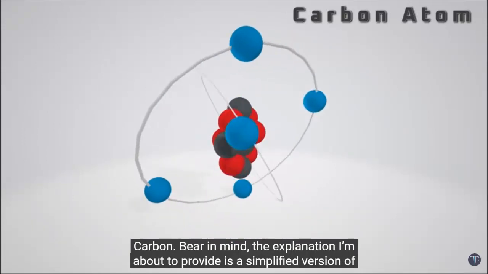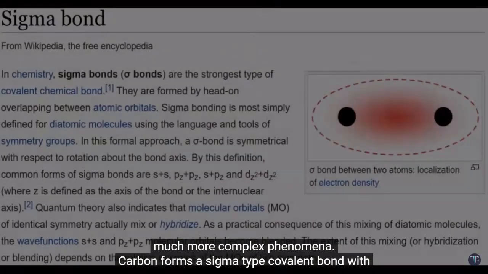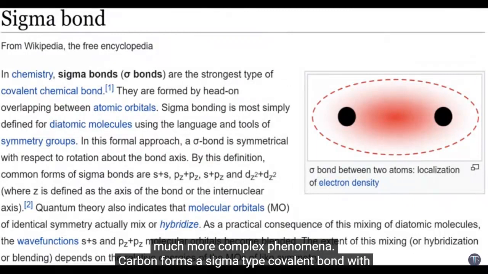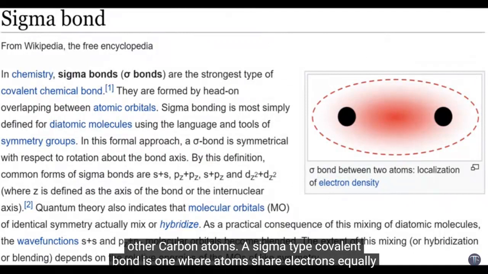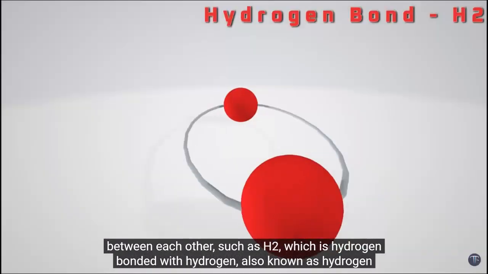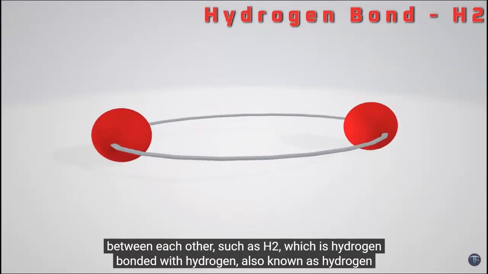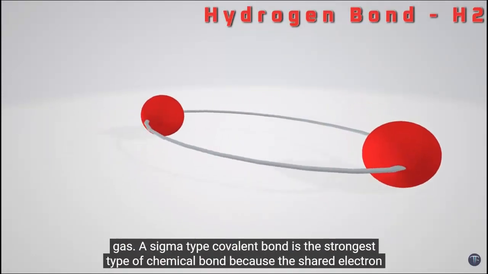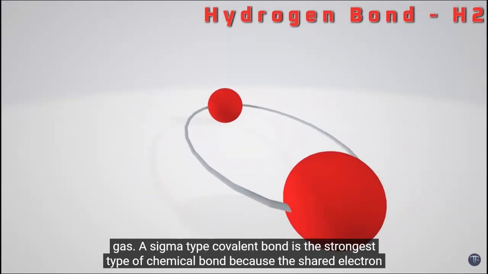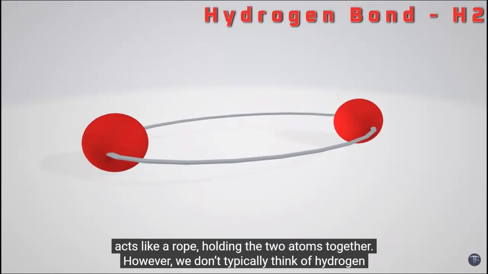Carbon forms a sigma-type covalent bond with other carbon atoms. A sigma-type covalent bond is one where atoms share electrons equally between each other, such as H2, which is hydrogen bonded with hydrogen, also known as hydrogen gas. A sigma-type covalent bond is the strongest type of chemical bond because the shared electron acts like a rope, holding the two atoms together. However, we don't typically think of hydrogen as strong.